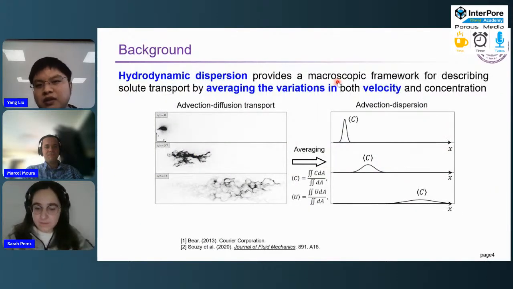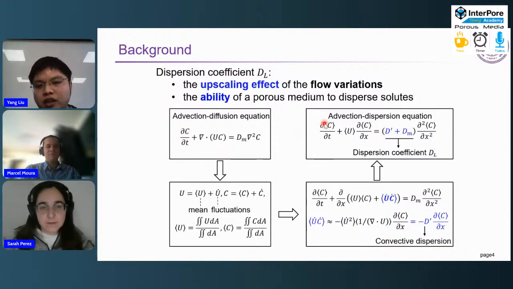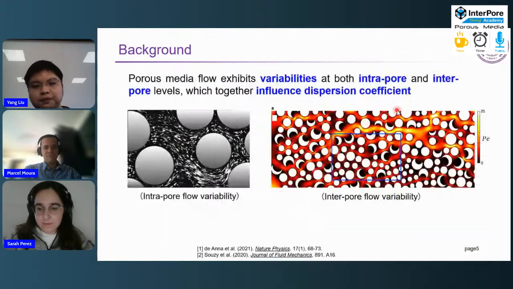Hydrodynamic dispersion provides a macroscopic framework for describing solute transport by averaging the variations in both velocity and concentration. In this framework, the classical advection diffusion equation is reduced to the advection dispersion equation. Within this framework, the critical parameter is the dispersion coefficient, which characterizes the upscaling effect of the flow variations and the ability of a porous medium to disperse solutes. However, porous media flow may exhibit variability at both intrapore and interpore levels, as shown separately by the left figure and right figure, which together influence the dispersion coefficient.